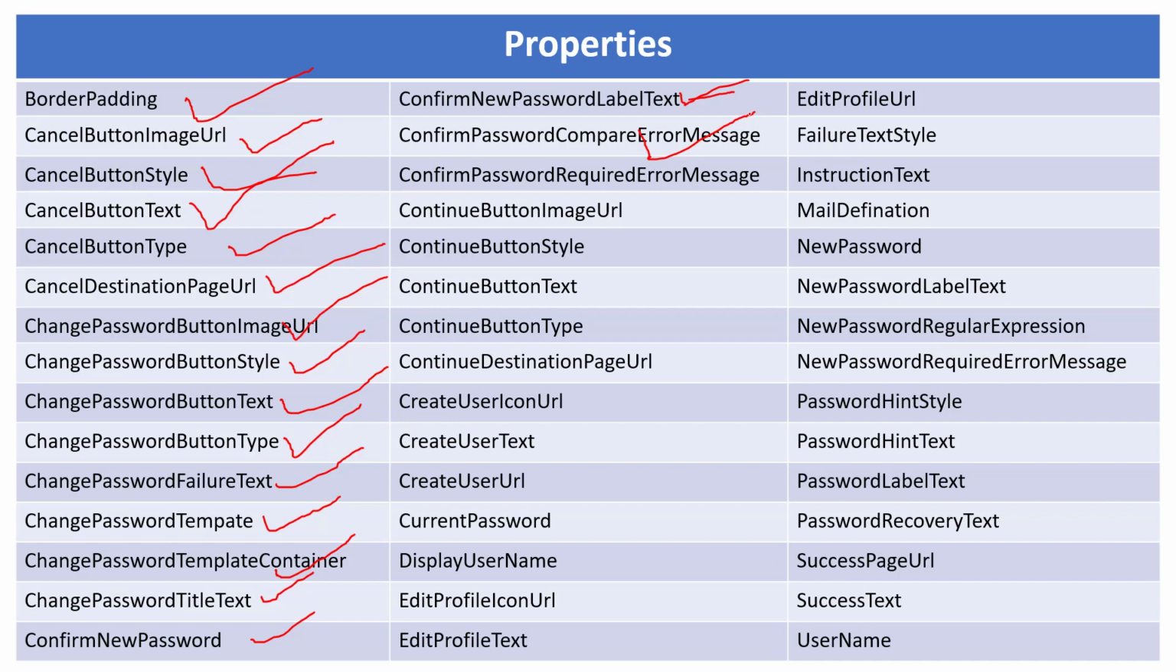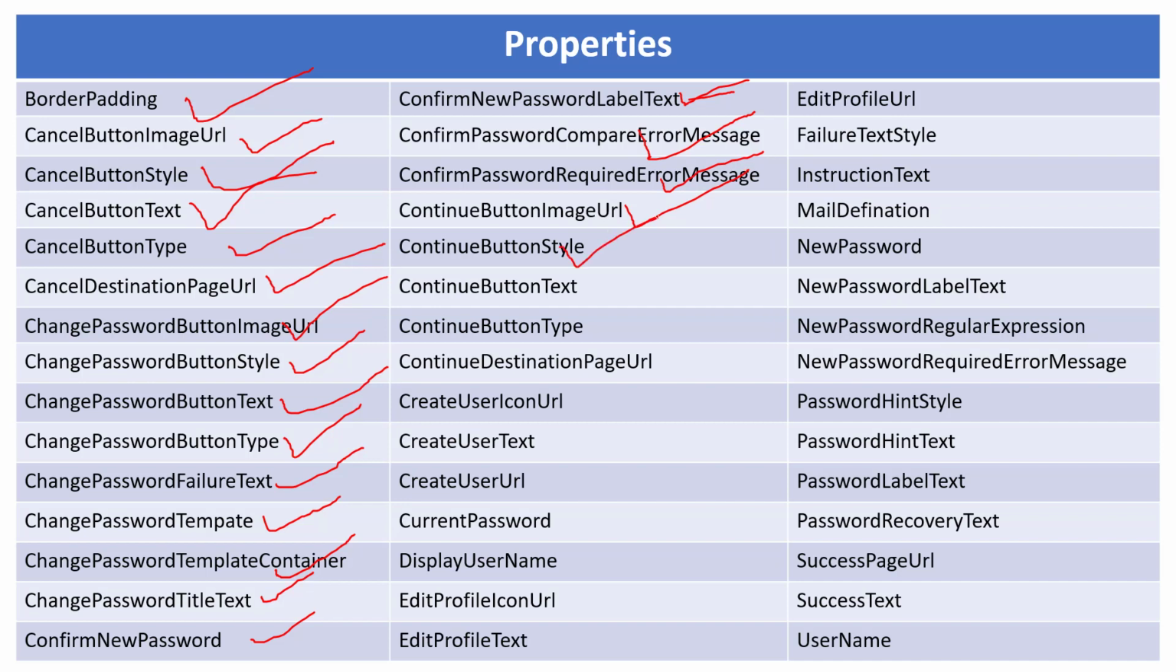It is used to set or get the message that is displayed when the new password and the duplicate password are not identical. Next is confirm password required error message. It is used to specify or retrieve the error message that is displayed when the confirm new password text box is left blank. Next is continue button image URL. It is used to retrieve or specify the URL of an image to use for continue button on the success view of the change password control.